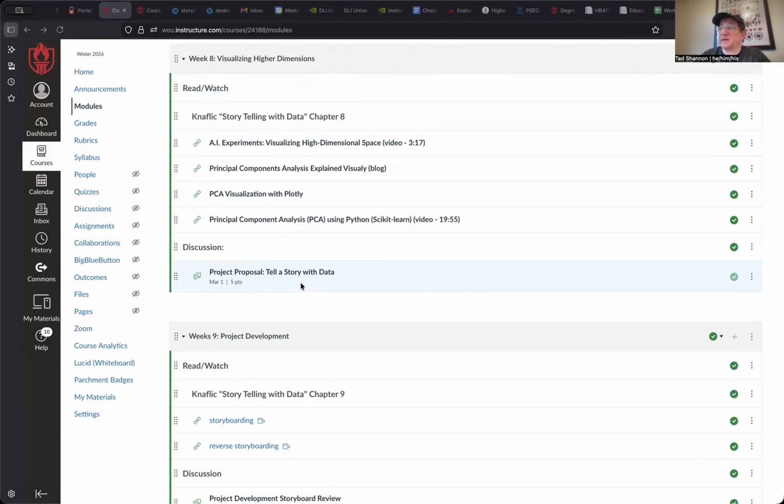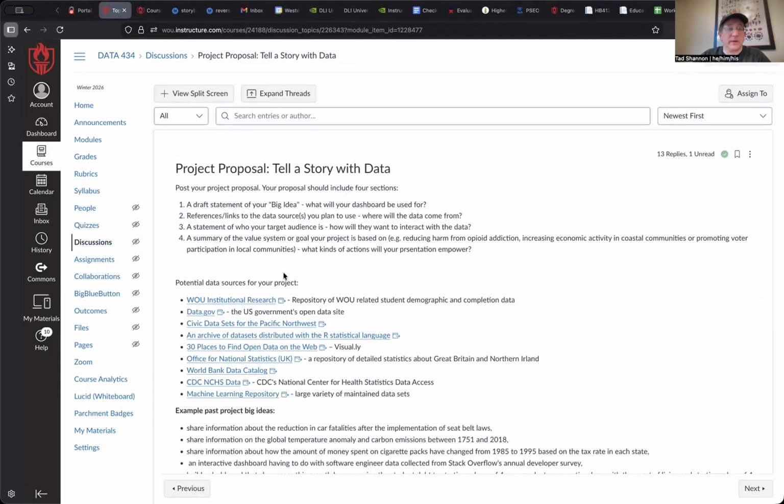And project proposals, again, looked like this. Looking for, of course, four major things. The big idea, a data source to allow you to make charts supporting your big idea, identification of who your audience is, who are you making this for, and then, of course, a summary of the value system or the goals your project is trying to pursue. Are you trying to convince people to change how they do something, to make a certain kind of decision, or just to be interested in a particular phenomenon and why?